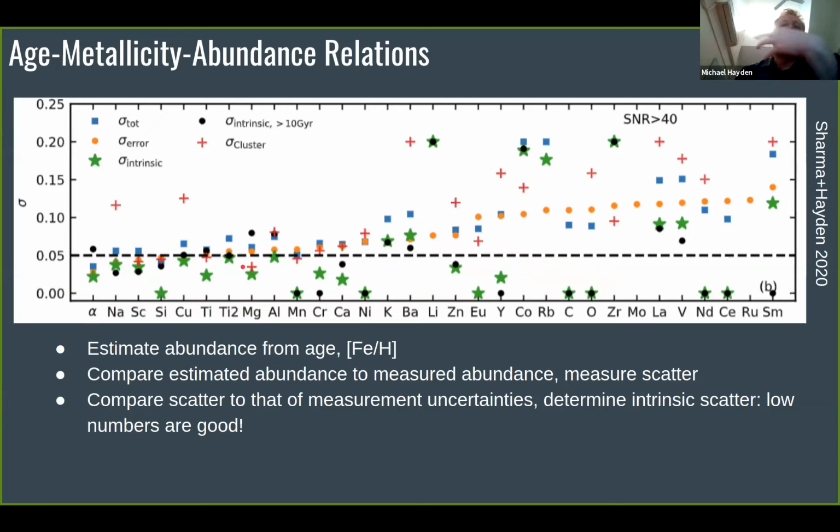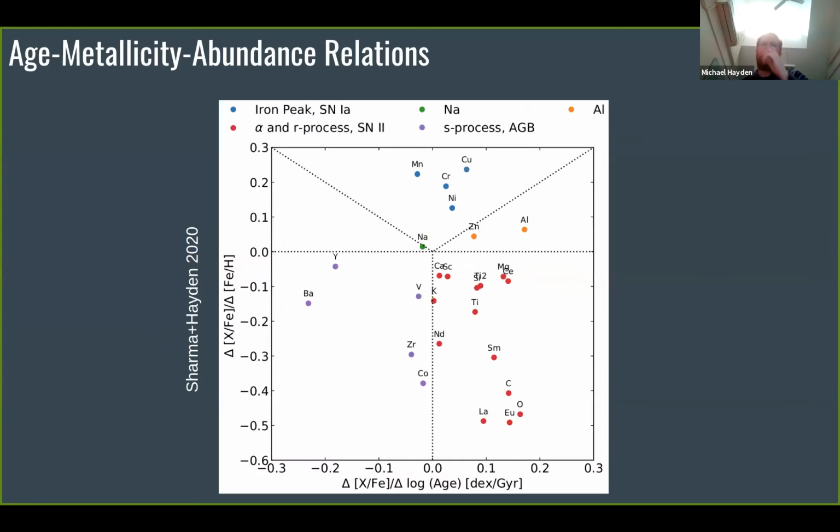The age abundance relations are unique to a particular location in the galaxy or a particular age or birth radius. So as long as you can measure enough abundances, you should be able to then use the abundances to measure age. Just one more highlight from this paper that Sanjeev and I worked on.